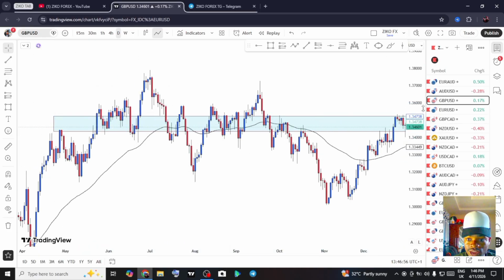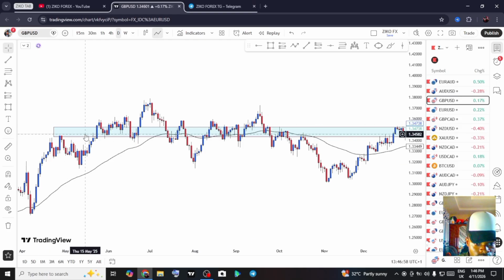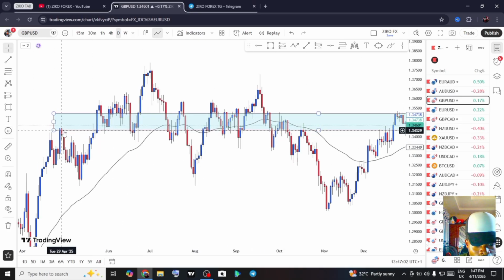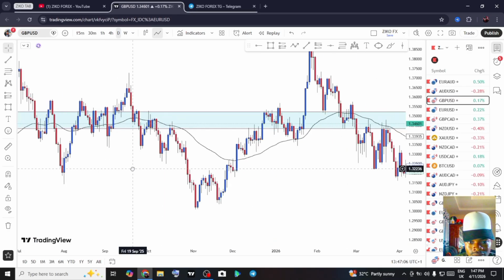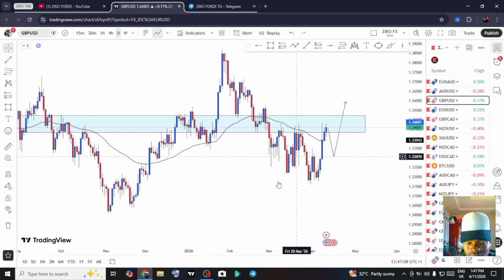Alright, so from this area of interest, you can see multiple rejections. Let me just make it a little bit clearer. One rejection right here, not so clean.